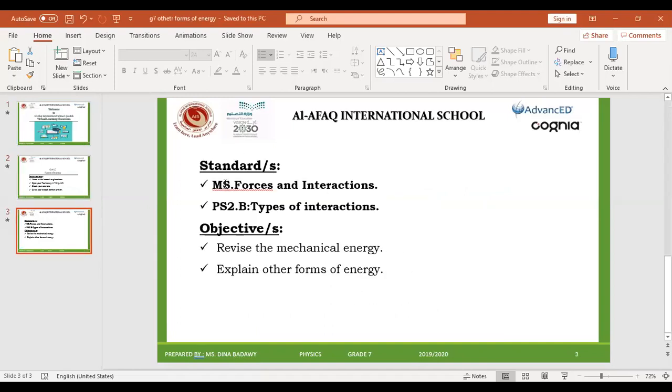Our standards: MS forces and interactions, BS2B types of interactions. Objectives: revise the mechanical energy, explain other forms of energy.